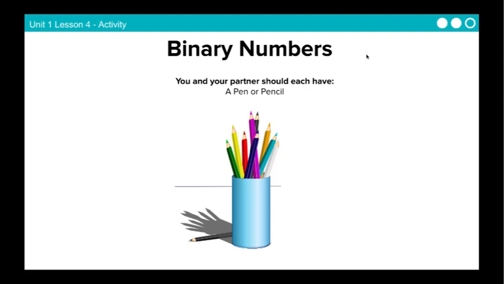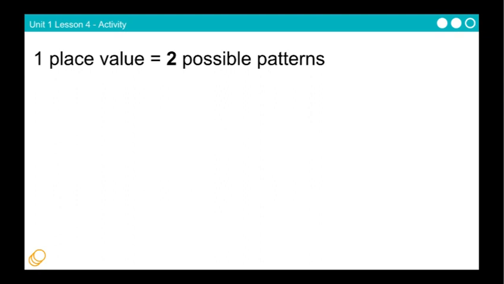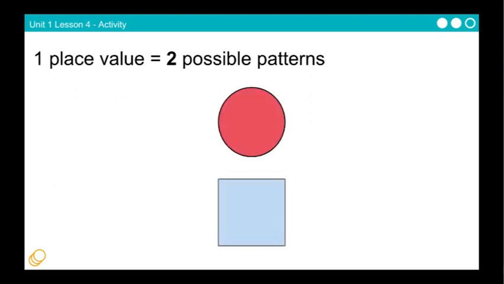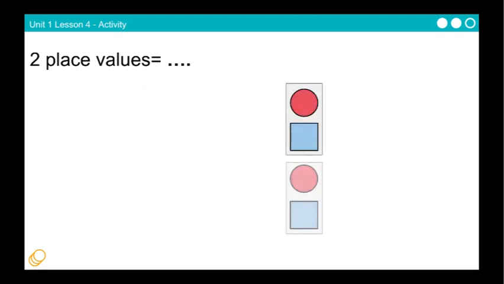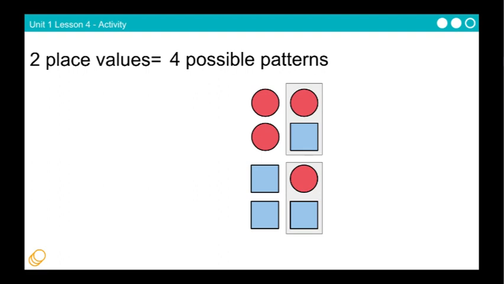Okay, so today we're going to explore how binary numbers work. With only one place value, we only have two possible patterns, circle or square. I started with circle, but we could have easily started with a square instead. With two place values, we can make two sets of patterns. Then insert circles in front of the first set and squares in front of the second set. This makes 4 possible patterns.